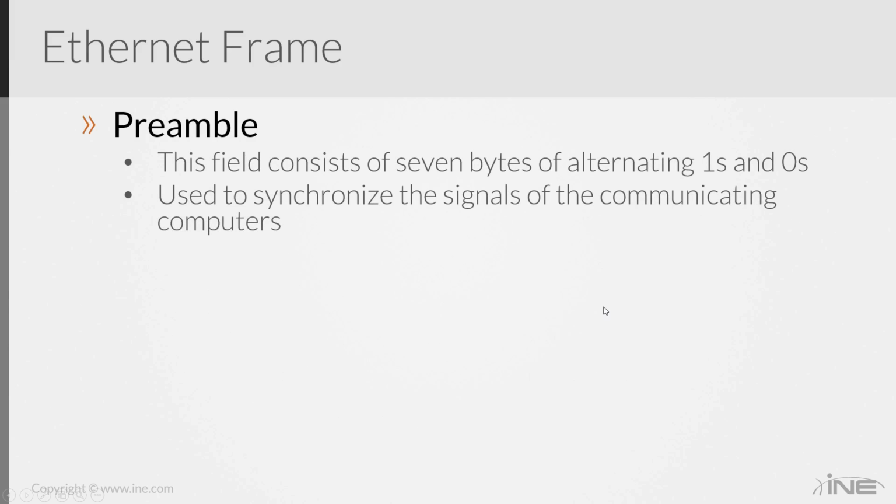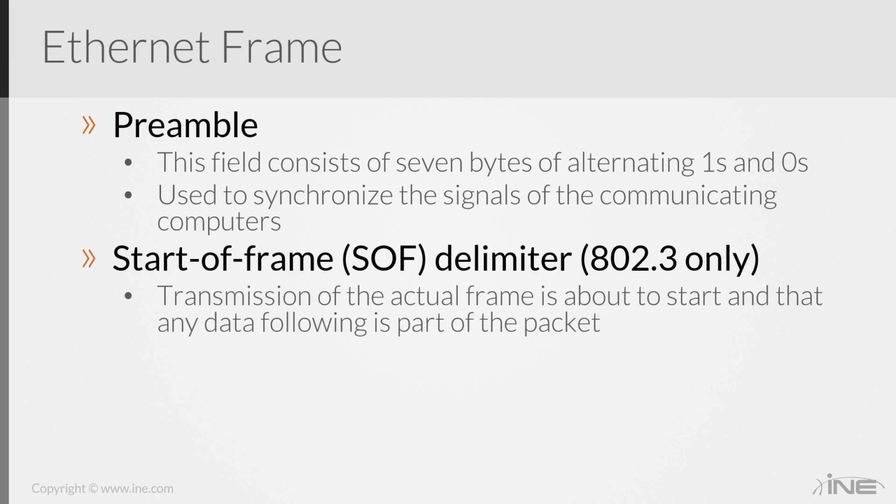Now, when it comes to the Ethernet frame, you have the preamble, which consists of 7 bytes of alternating ones and zeros. It synchronizes the signals of communicating computers. You have the start of frame delimiter, or the SFD. Transmission of the actual frame is about to start, and any data flowing is part of that packet. So it gives you like a, hey, I'm on my way to you. It's like you're calling ahead to let wherever you're going know you're coming.